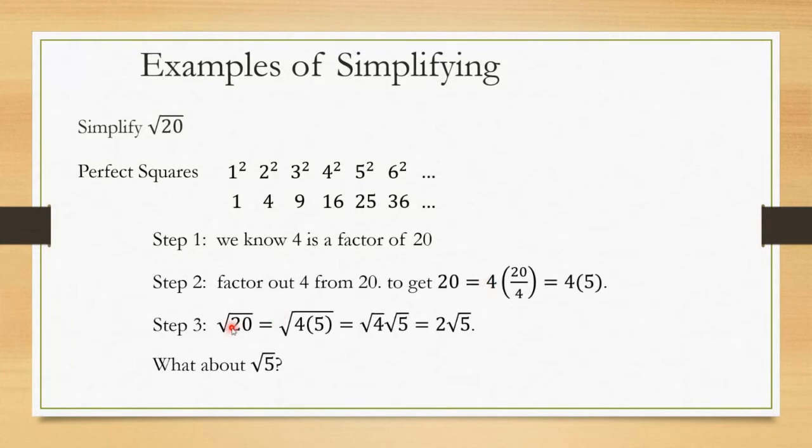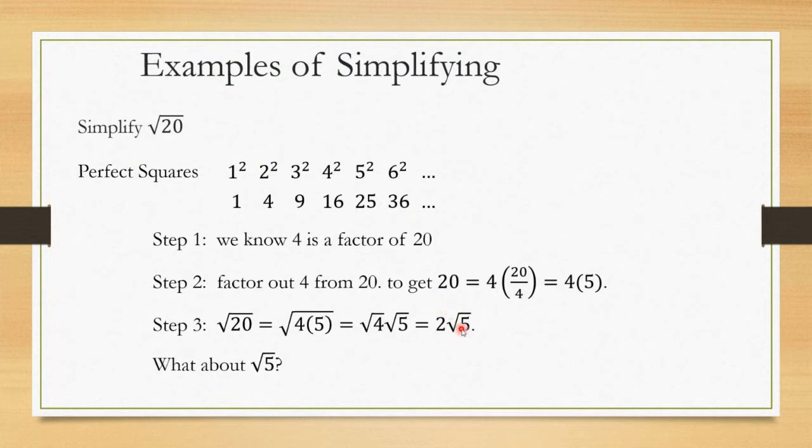Then you have the square root of 20, right? That's the square root of 4 times 5. But now you use that property, the square root of a product is the product of the square roots. So we have the square root of 4 times 5 is the square root of 4 times the square root of 5. And square root of 4 we know is 2. So we get 2 times the square root of 5. Good.